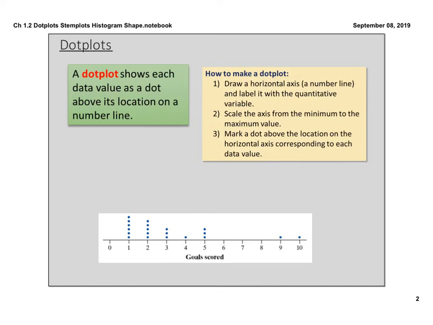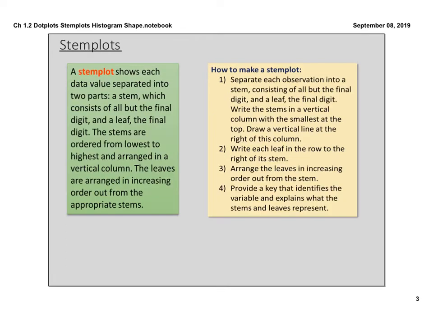You draw this, you have to scale the axis just like you would scale a number line. You go from a minimum to a maximum, and you have to do it in equal increments. You can't change how you mark your increments. And then you mark a dot above the location of the data value. So it's a pretty simple display to make for sure.